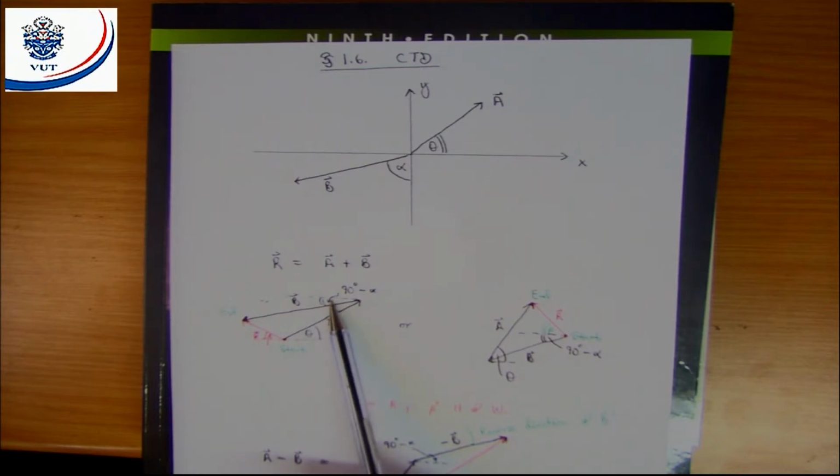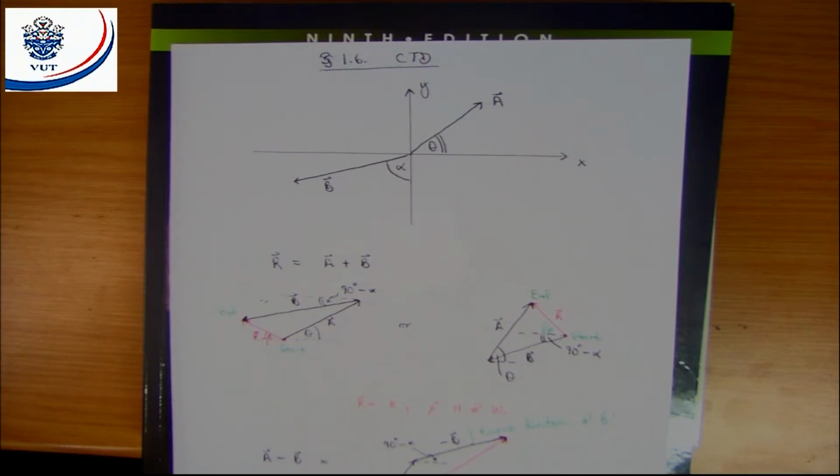So that's my 90 minus alpha, and my endpoint is over there. How do we find the resultant? The resultant is from the starting point to the end point, and it's an arrow from the start to the end. So that's how our resultant looks. Notice it forms some angle with respect to the negative x-axis, which I've called beta here.